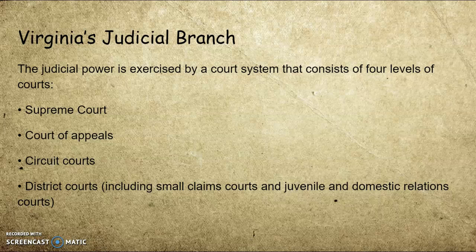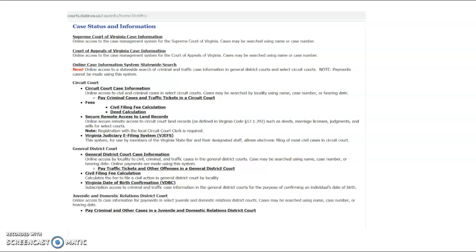The judicial branch. This is going to be our courts. The judicial power is exercised by a court system that consists of 4 levels of courts. And I'm just going to give you a little blurb of this. We're going to go into more depth about these things, but we have the Supreme Court, Court of Appeals, circuit courts, and district courts. And those include small claims courts and juvenile and domestic relations.